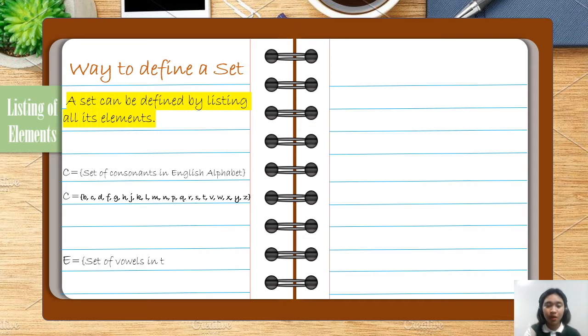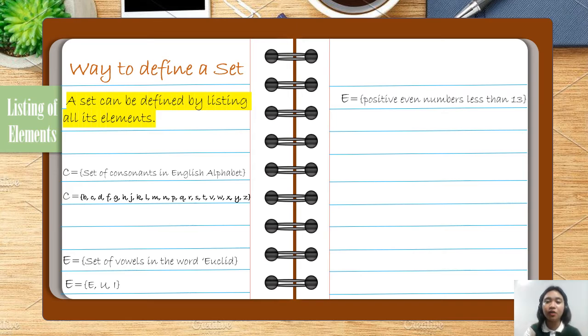Next, we have set E, the set of vowels in the word Euclid. What are the vowels in the word Euclid? The answers are E, U, and I. L and D are not included because they are not vowels. They are consonants.